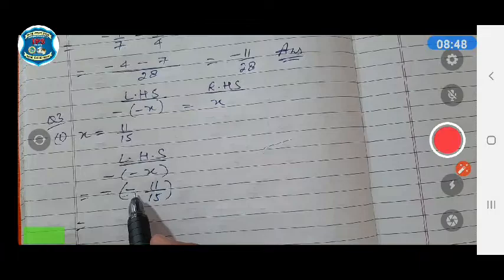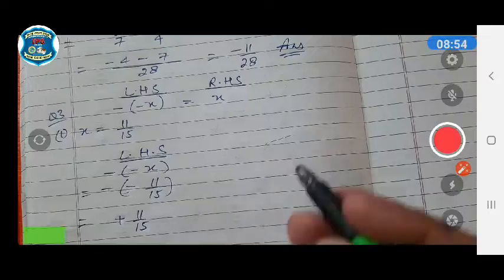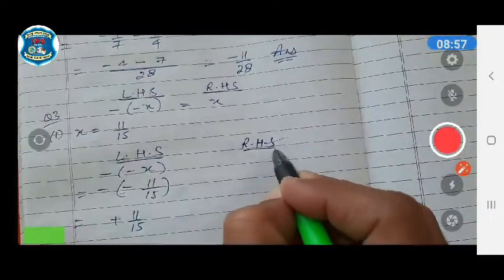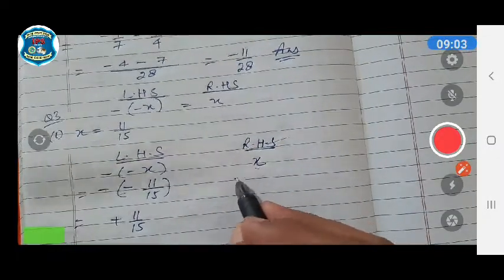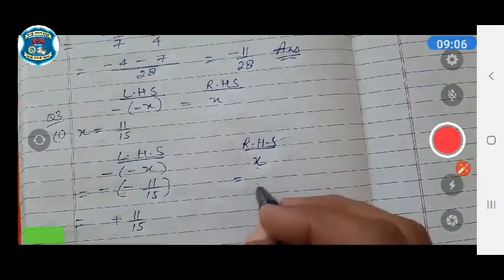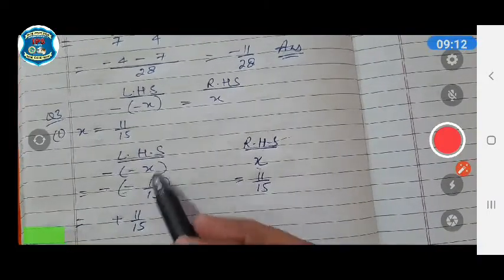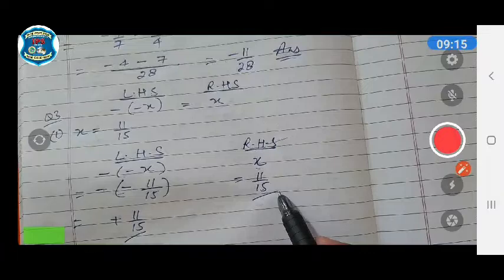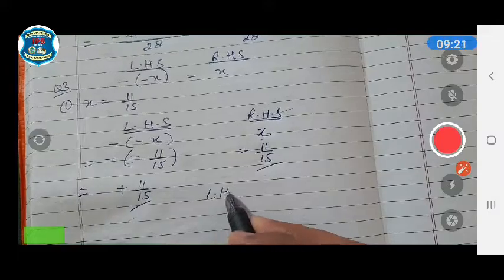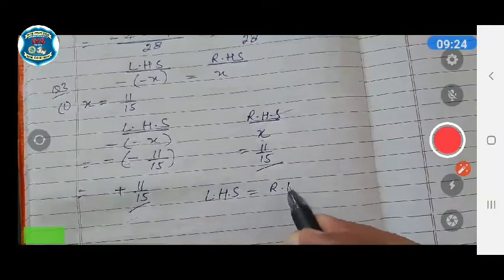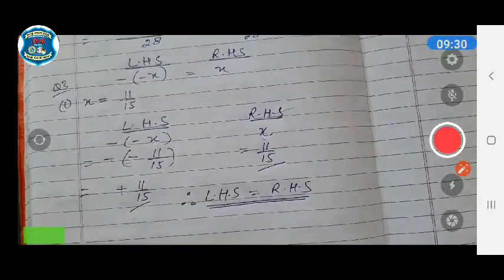So minus minus is plus. So plus 11 upon 15. This is the value of left hand side. Now let us see right hand side. Right hand side is what? X. So first write down x. Now put the value of x. X is 11 upon 15. So right hand side is 11 upon 15. Left hand side is plus 11 upon 15. Both are equal. That's why you will write left hand side equal to right hand side. Therefore left hand side equal to right hand side, hence verified.